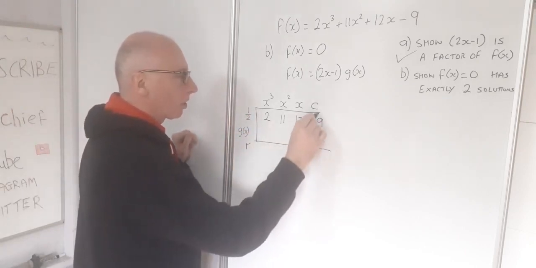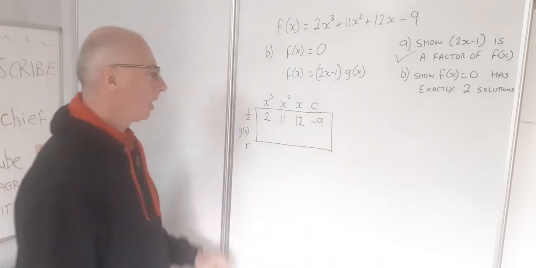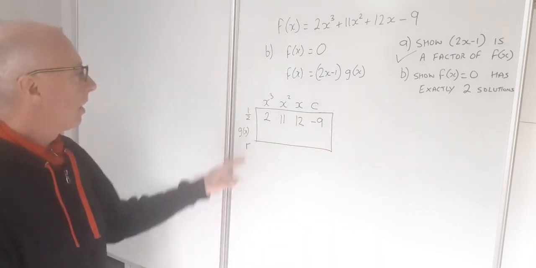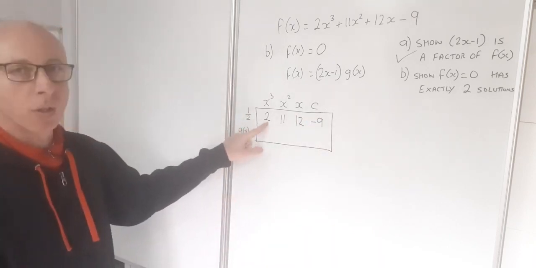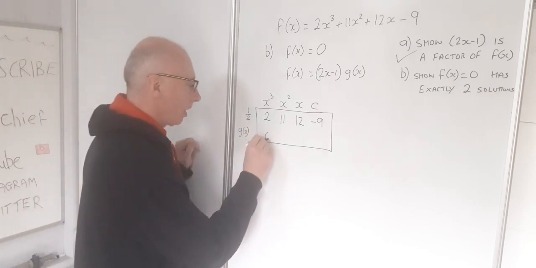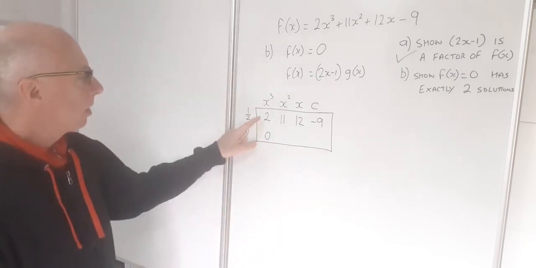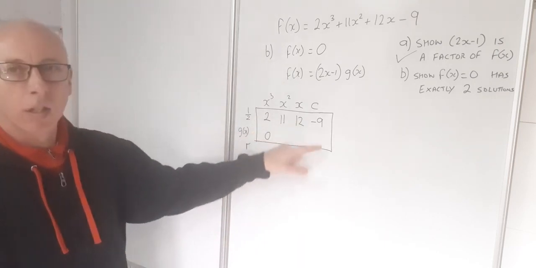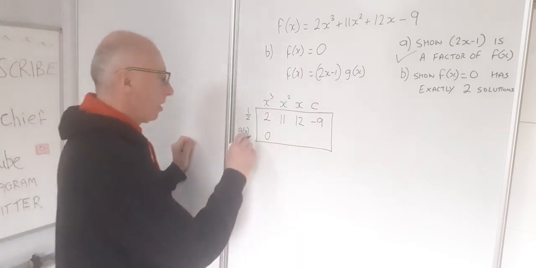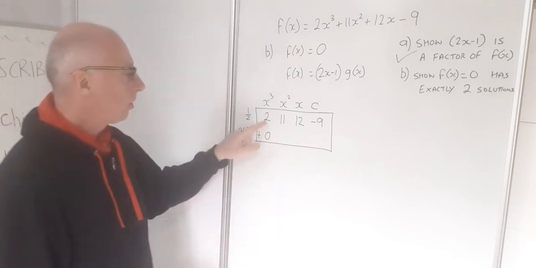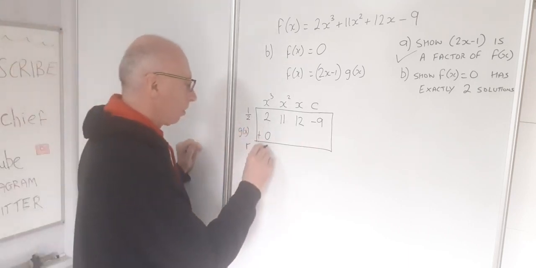So let's put a little box in this bit here. Okay, now what I do with this 2, I write a 0 here. Okay, so now what I want is to add these along to get my remainder. So I'll put a little plus sign there. So 2 plus 0 is 2.